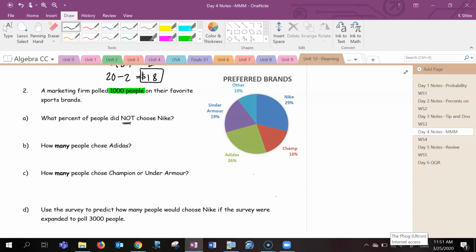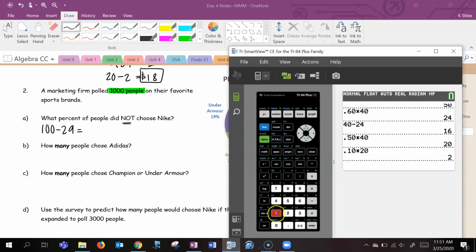So not choosing Nike, we're just going to take 100% and we're going to subtract off our 29%. And that will give us 71%.